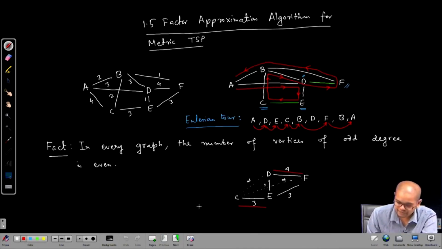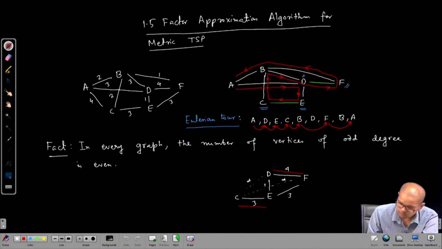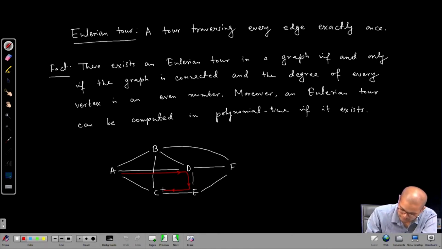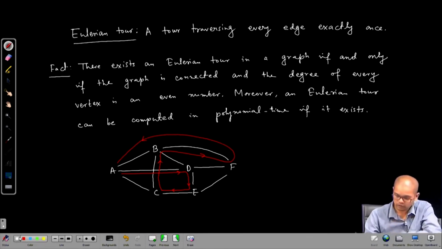From A I go to D, then D to E, E to C, then C to B, B to F, and then return to A. Okay, so this is the output of the algorithm.